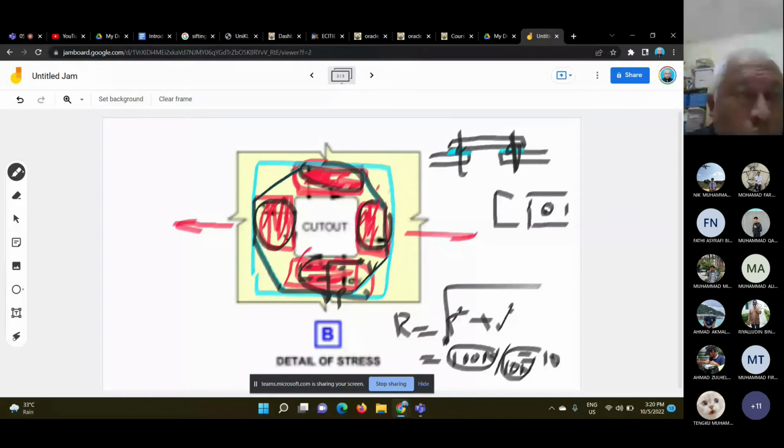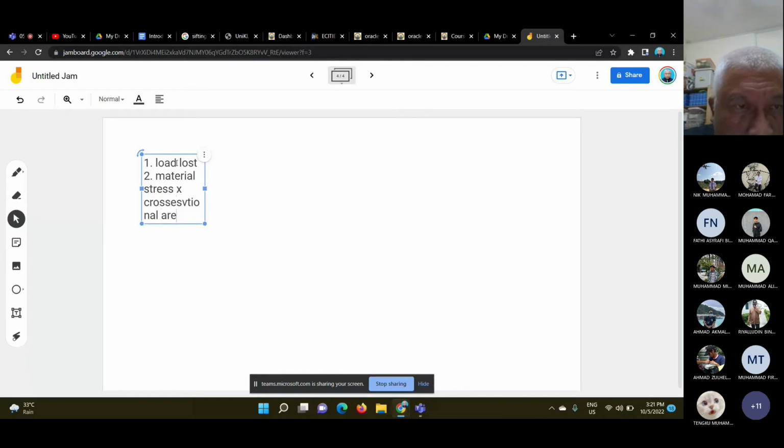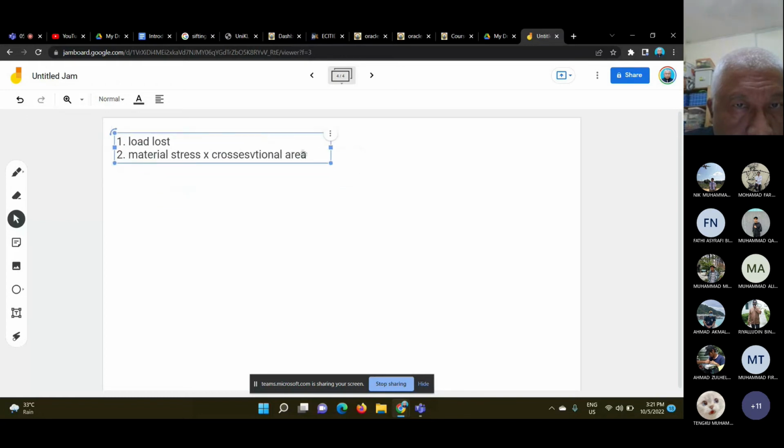Okay, if not, what are the steps you need to do? Step 1, remember you have to calculate the load loss, which is material stress times loss area. Step 3, calculate doubler strength.